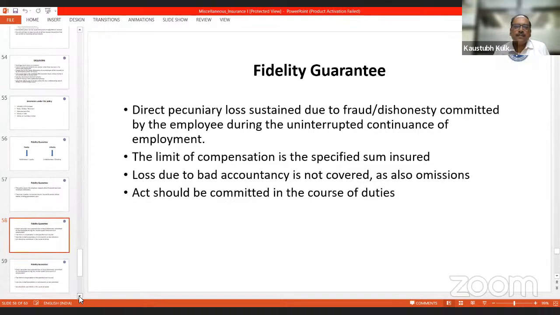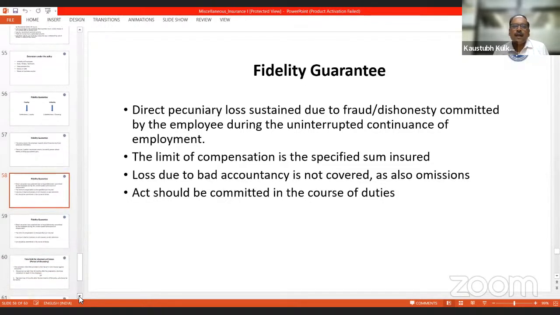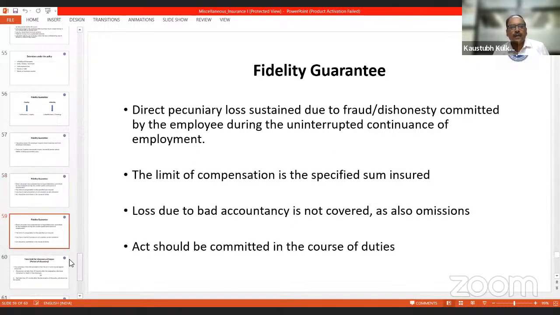The limit of compensation is the specified sum insured. Loss due to bad accountancy is not covered, as also certain omissions are not covered. So as we described earlier, in case of burglary, any loss at the time of inventory checking is not covered; here in case of fidelity guarantee insurance policy, any acts out of omissions are also not covered. Act should be committed in the course of duty, that is the uninterrupted continuance of employment.